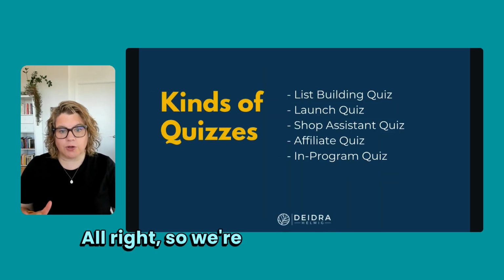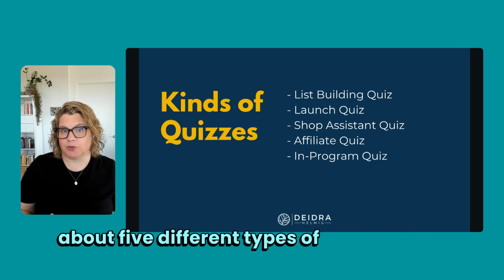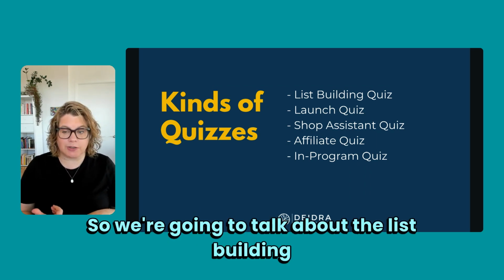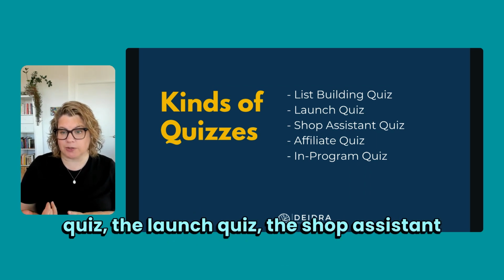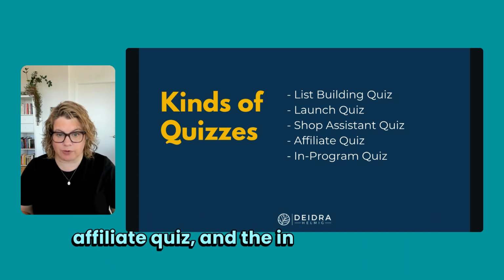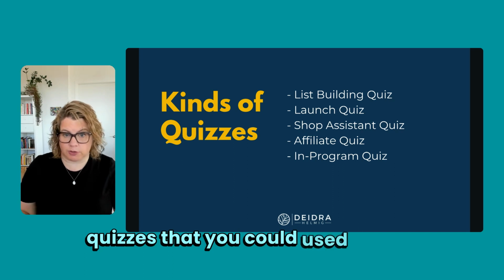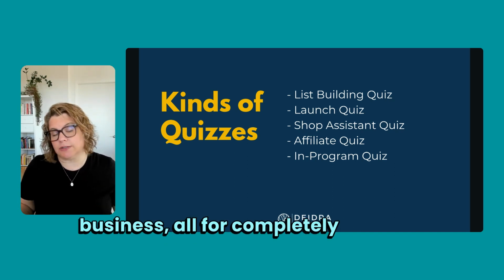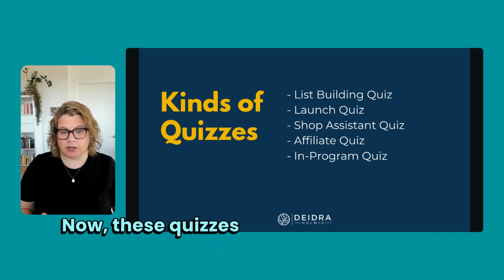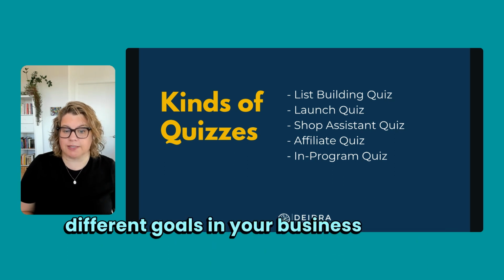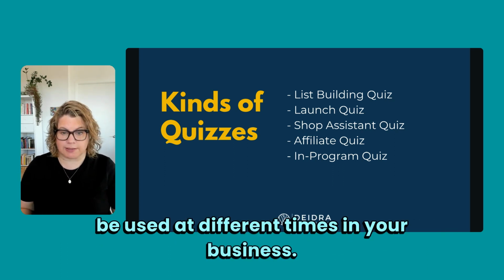All right, so we're going to be talking about 5 different types of quizzes here. So we're going to talk about the list building quiz, the launch quiz, the shop assistant quiz, the affiliate quiz, and the in-program quiz. Now, these are 5 different kinds of quizzes that you could use in your business, all for completely different reasons. Now, these quizzes are going to help you reach different goals in your business and are going to be used at different times in your business.